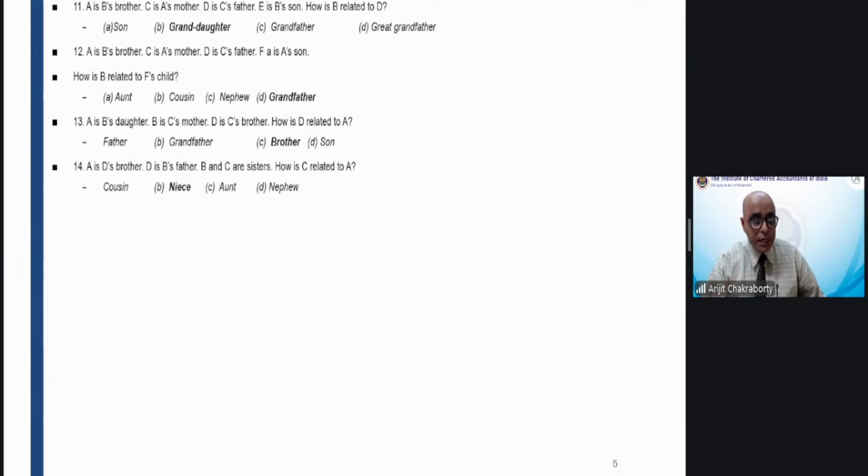Question is C और A के बीच का संबंध. What is the relation between C and A? How is C related to A? So here we can see what is the relation which binds or brings together A and C. So A's brother's daughter is C.